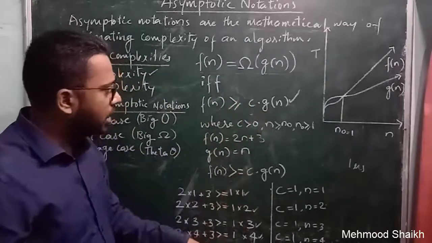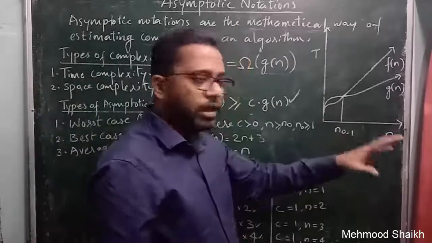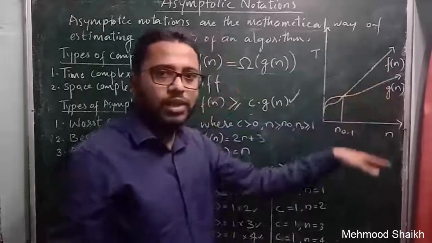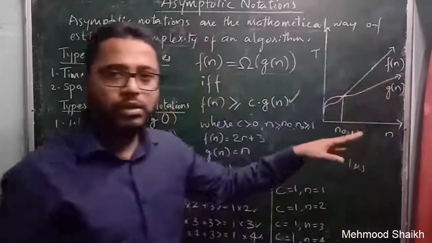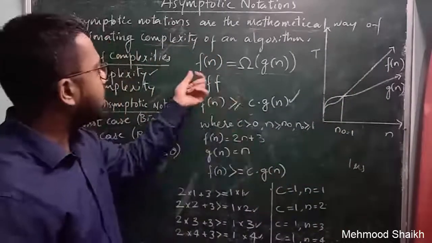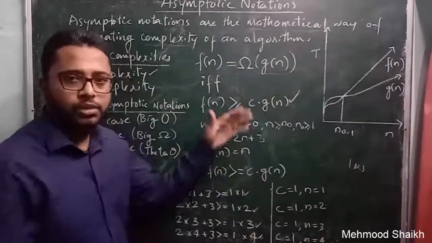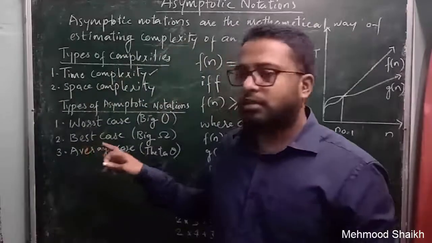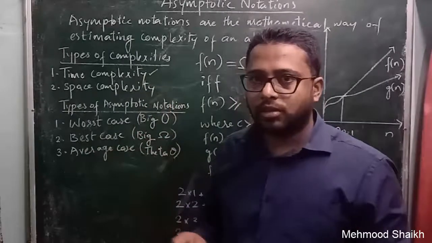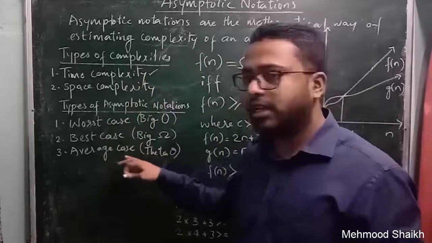What this means is, whatever the size of input after n naught equals to 1, your function g of n will always be the lower bound to this function f of n. And hence we have proved that the function f of n is equal to big omega of function g of n. So this is about measuring the best case time complexity of an algorithm using the asymptotic notation omega. Now we will see the third type of asymptotic notation, which is the average case using the theta notation.